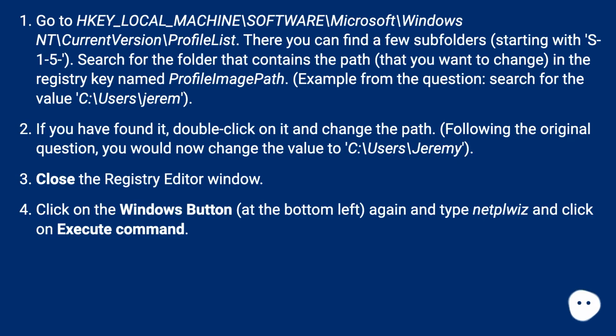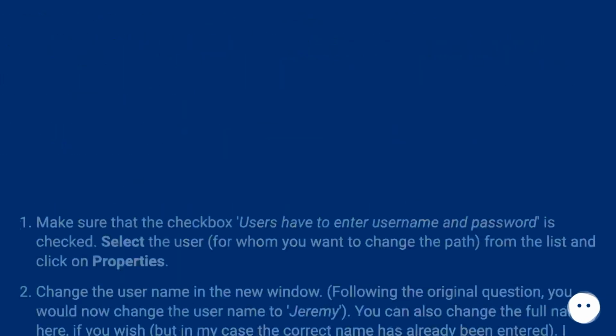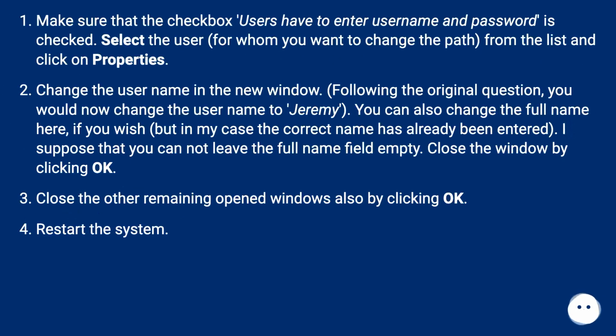Click on the Windows button at the bottom left again and type netplwiz and click on Execute command. Make sure that the checkbox Users have to enter username and password is checked. Select the user for whom you want to change the path from the list and click on Properties. Change the username in the new window. Following the original question, you would now change the username to Jeremy. You can also change the full name here if you wish, but in my case the correct name has already been entered. I suppose that you cannot leave the full name field empty. Close the window by clicking OK. Close the other remaining open windows also by clicking OK.